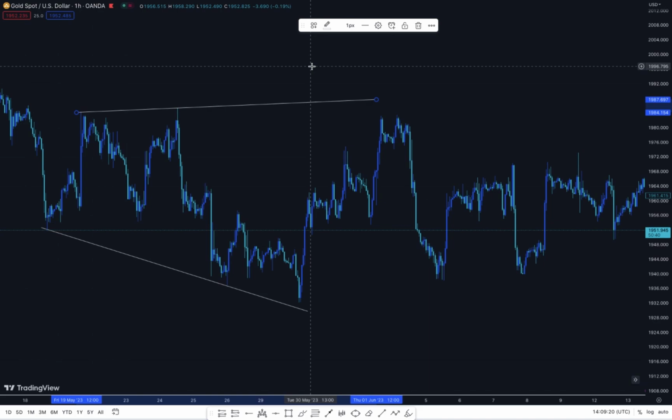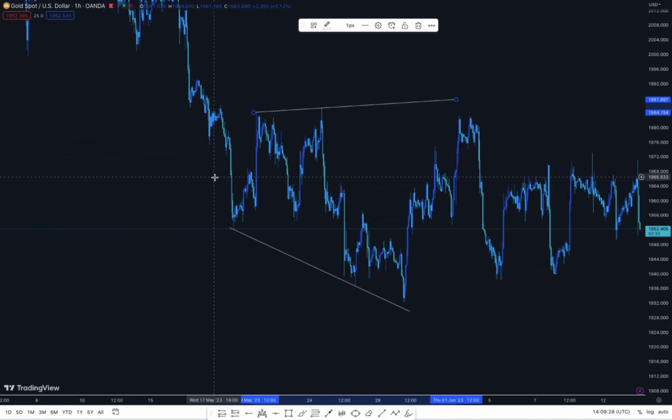You can call it a pattern, but this is not a channel. All right, this is expanding, but this is a pattern. If you zoom out, you see the impulse and then expanding, whatever.